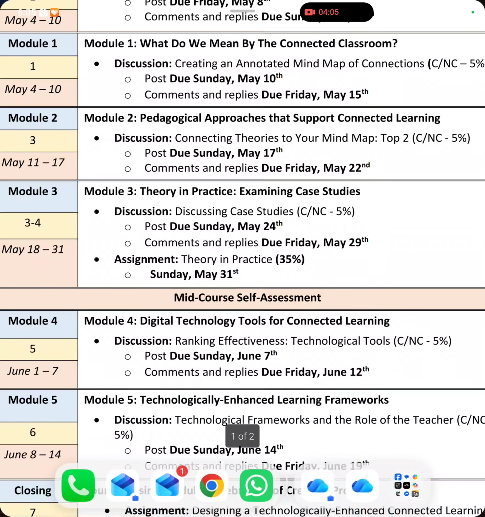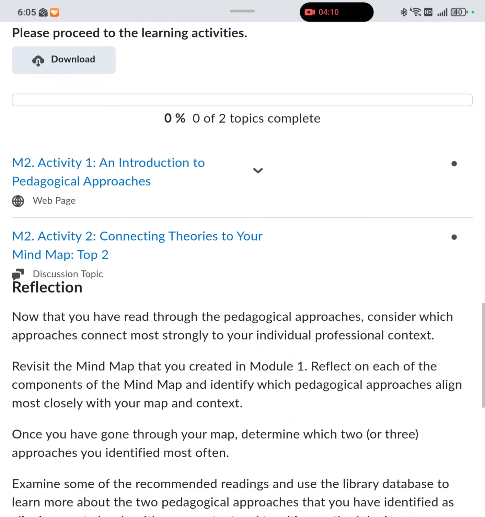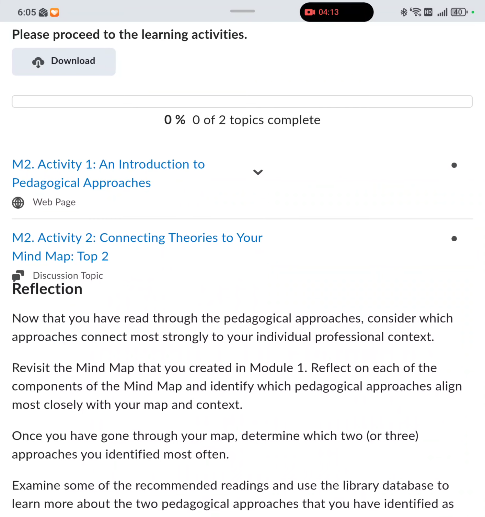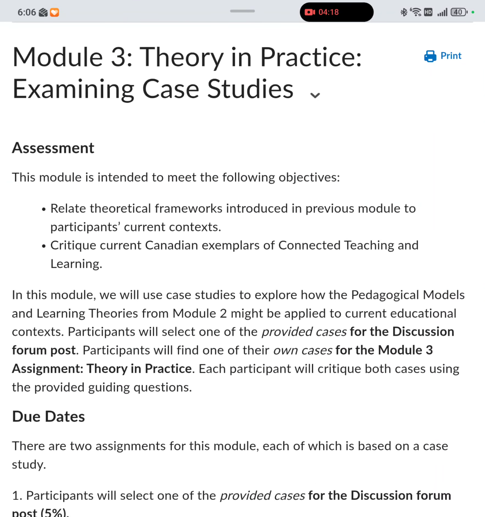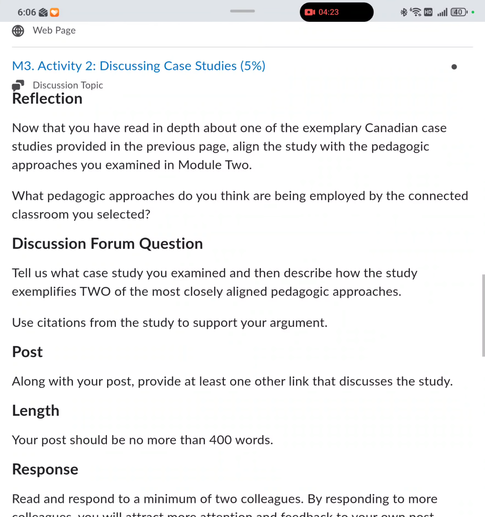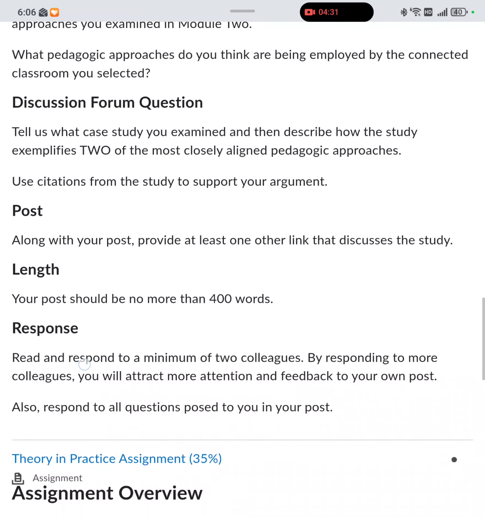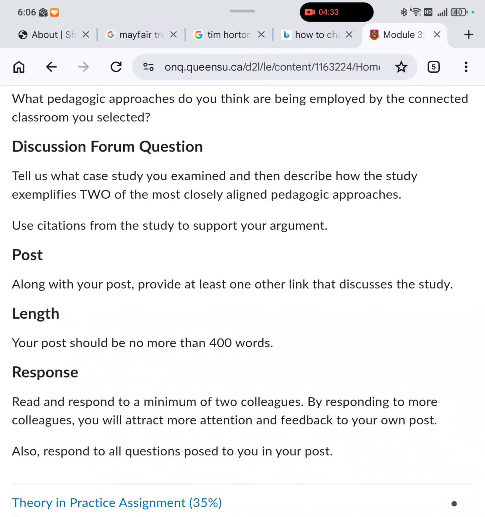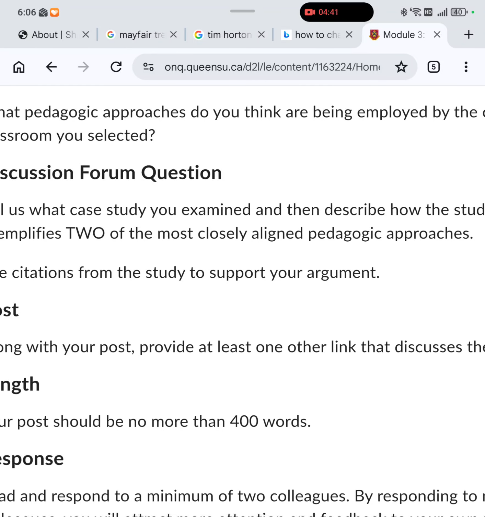And so let's just have a quick look at the assignment. So that's Module 2. Let me jump back here, go into Module 3. So here's the case study discussion. So pick one of the case studies, one of the exemplars, and really look at two of the most closely aligned pedagogic approaches. This makes it more manageable.